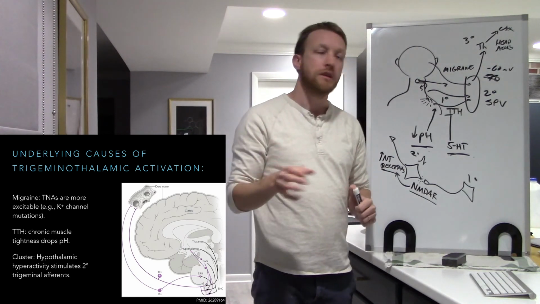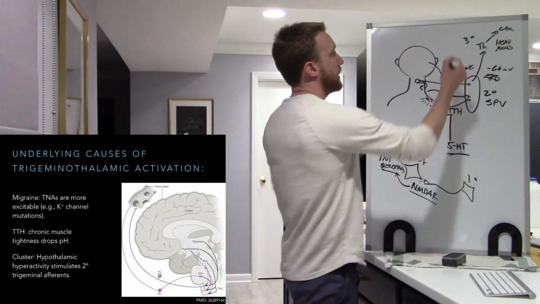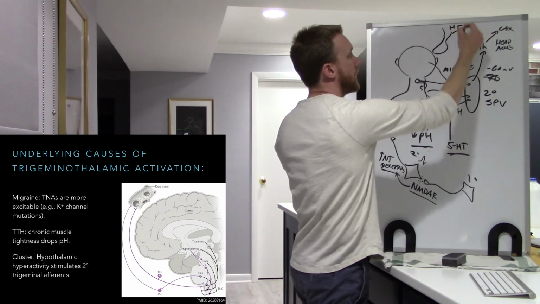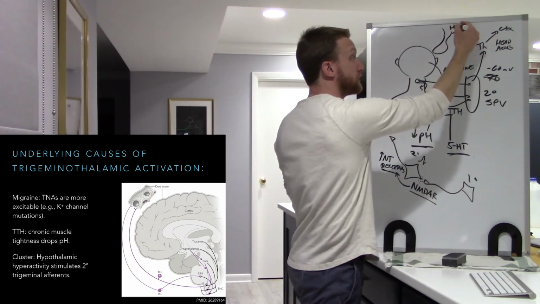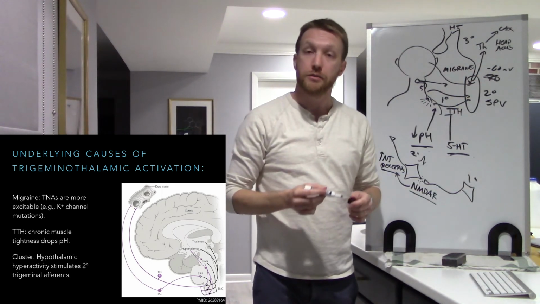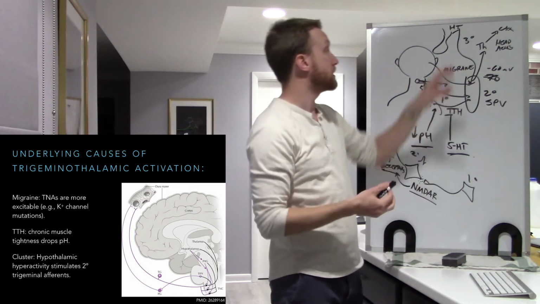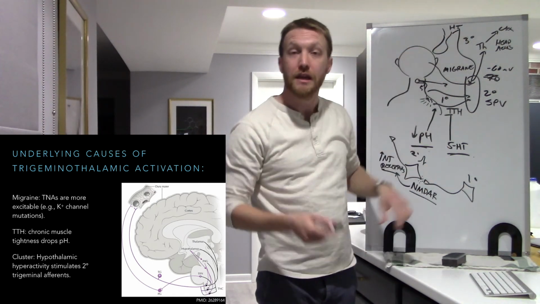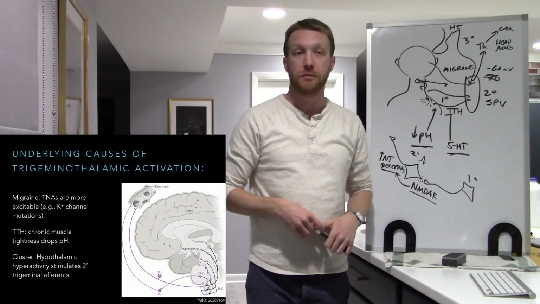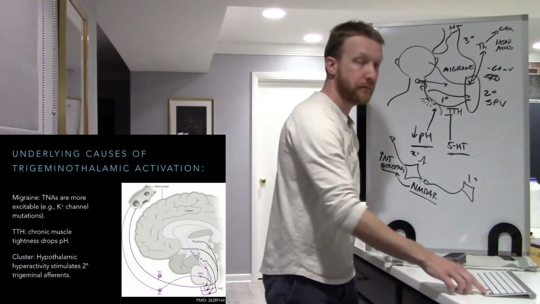With cluster headaches, the issue here is going to be in the hypothalamus. So here's our pituitary, and up above that we've got our hypothalamus. Now there's actually a projection from the hypothalamus down to the spinal nucleus of the trigeminal. So when you have hyperactivity of the hypothalamus, not only will this give you issues with sleeping, because the hypothalamus regulates our circadian rhythms, it's also going to stimulate secondary nociceptive afferents in the spinal nucleus of the trigeminal, leading to headache.